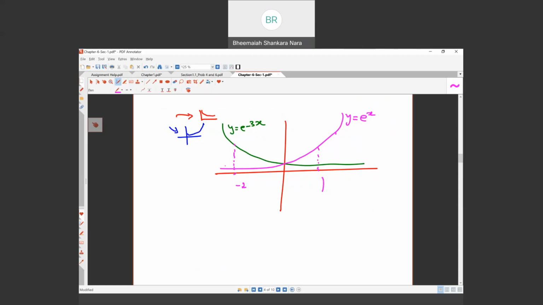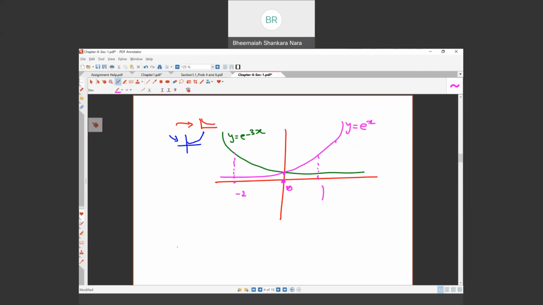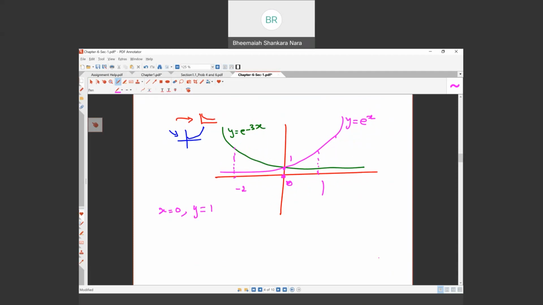And then when x is 0, we calculate this y value. We plug in any one of the equations given. We see that we get y equal to 1. So when x is 0, we see that y equal to 1. So now we want to find the area that is bounded by these curves from -2 to 1. So let me do the shaded portion. This is the area we want to find.